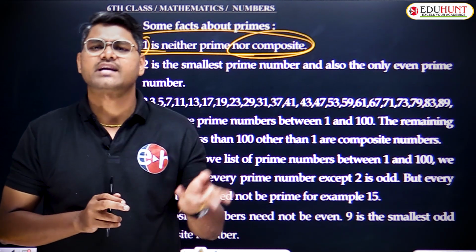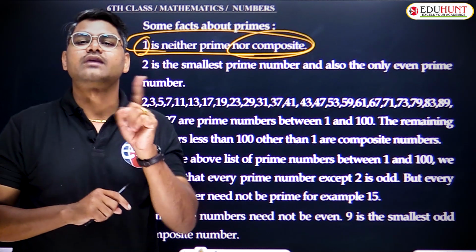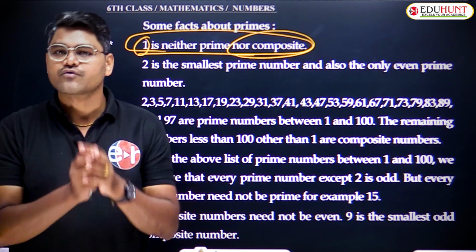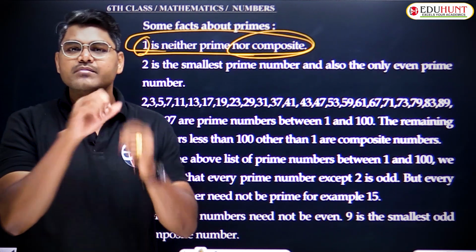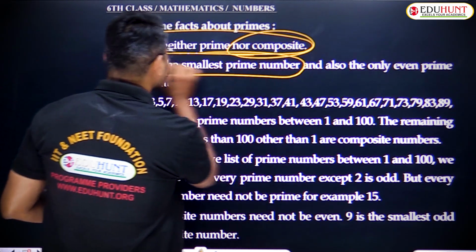More than three factors we can have. So here 1 is having only one factor, 1 itself. So this is not a composite number. So therefore 1 is neither prime nor composite number. 2 is the smallest prime number.